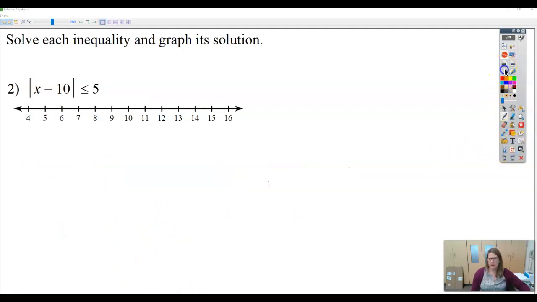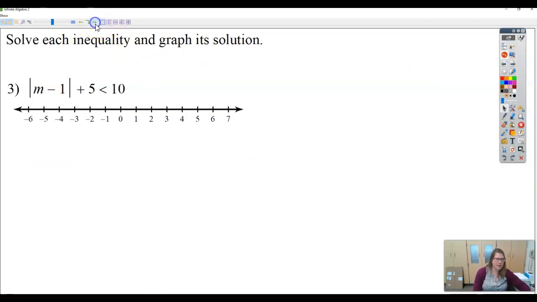So on this one, notice that I have a plus 5 that's not inside the bars. So before I can start here, I have to undo anything outside the bar. So I'm going to subtract 5 from both sides. So that gives me the absolute value of m minus 1 is less than 5.